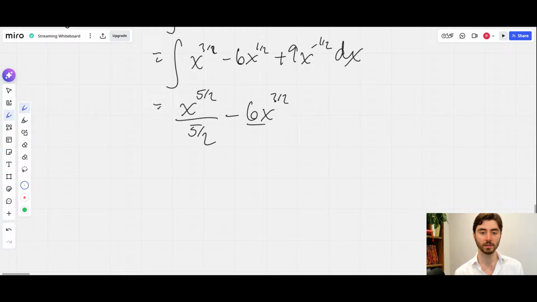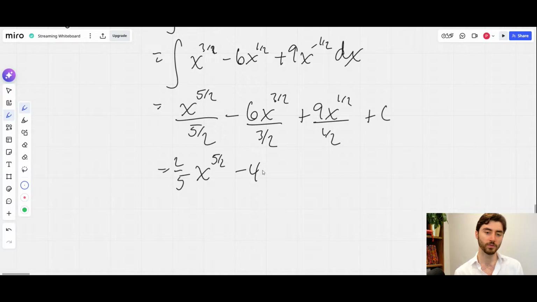6x, raise the power, divide by the new power. Raise the power by 1, divide by the new power, add a c. So that's 2/5 x to the 5 over 2 minus 4x to the 3 over 2, because dividing by 3 over 2 is the same as multiplying by 2/3. And that's going to be 18x to the half plus c.